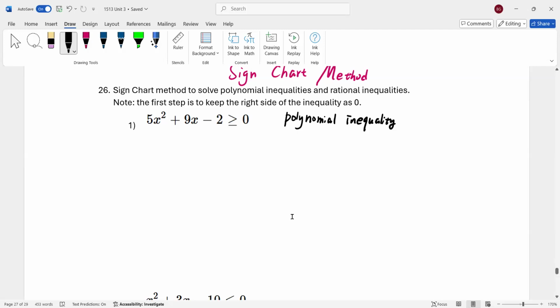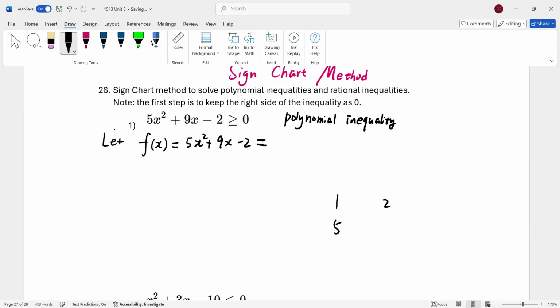Okay, how do we do that? The way I do it is I firstly make sure the inequality is in the standard form. Right side is 0. And then I let f of x be the function on the left, 5x squared plus 9x minus 2. All right? And then I'm going to try to factor this polynomial function. It is a quadratic trinomial. Let's see how we factor it.